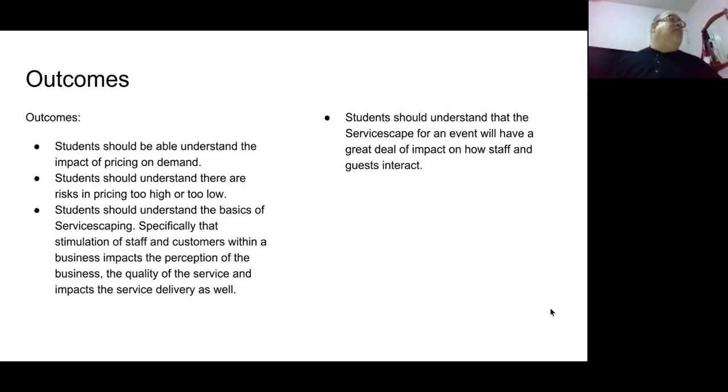And it's not always low price, high demand, right? In the case of perfumes and other sorts of luxury products, part of the appeal is the high price, and the high price signals high quality. But we'll talk a lot more about that in a few minutes. You should also understand that there are risks in pricing too high or too low. If you overprice, people may not come, or if they do come, you may not really be prepared to deliver at the quality.